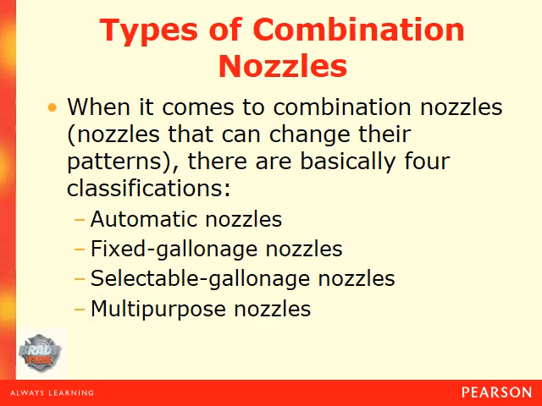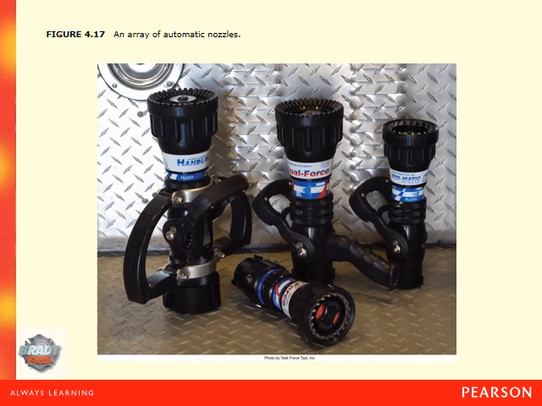When it comes to these combination nozzles, and these are nozzles that can change patterns, truly with the combination nozzles, they're not truly a solid stream, but they're close enough. And there are 4 basic classifications. You have automatic nozzles, fixed gallonage nozzles, selectable gallonage nozzles, and of course your multi-purpose nozzles. And here's a good picture of several different sizes of automatic nozzles.